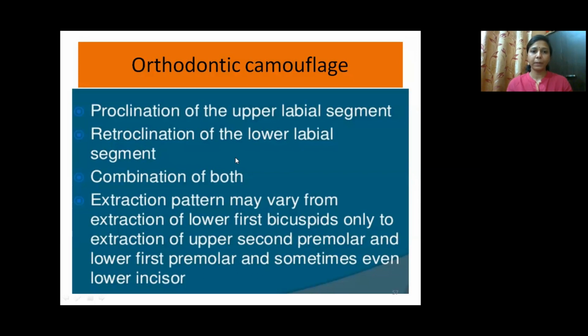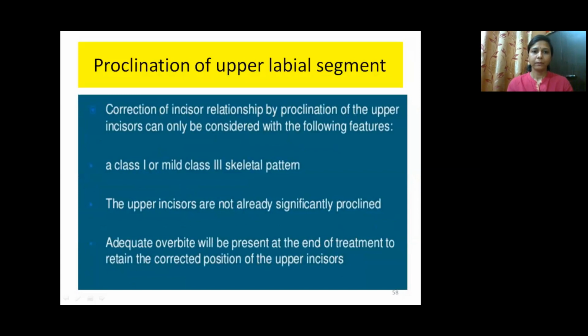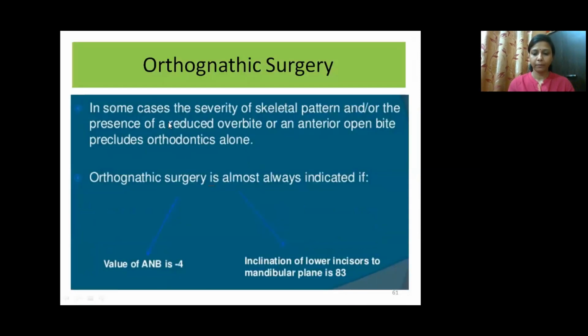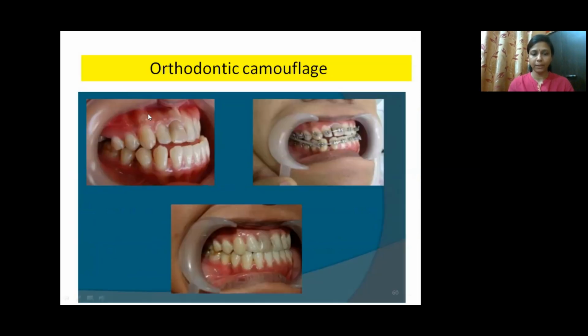Orthodontic camouflage: proclination of the upper labial segment, retroclination of the lower labial segment, and a combination of both. This is a figure of orthodontic camouflage when there is no growth remaining, and the camouflage was done by proclining the upper incisor segment and retroclining the lower incisor segment.